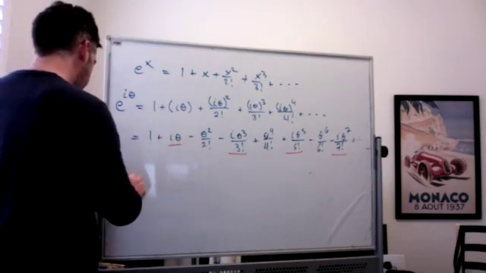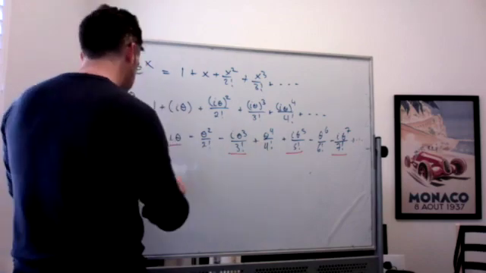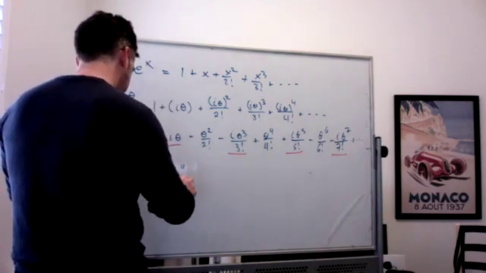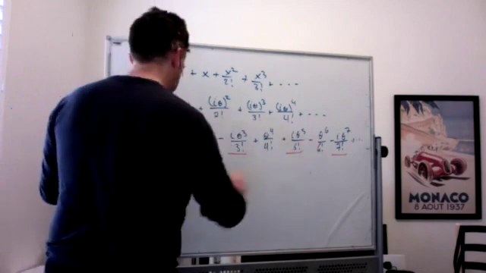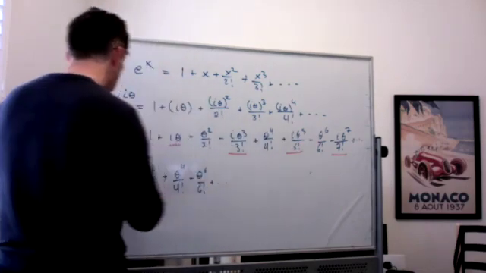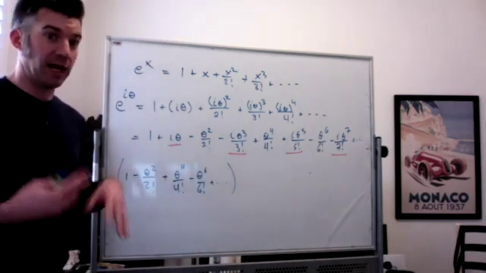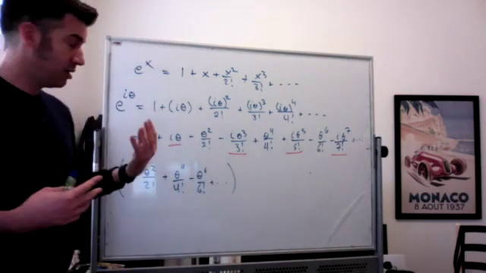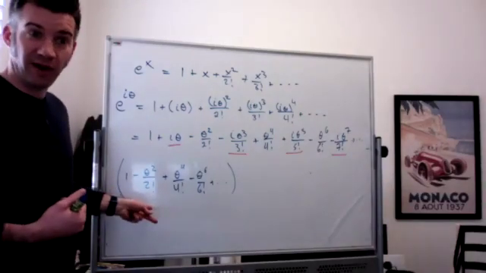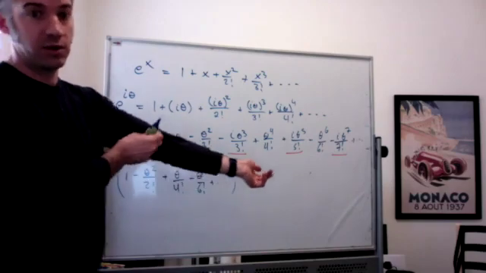So I've got 1 minus theta squared over 2 factorial plus theta to the fourth over 4 factorial minus theta to the sixth over 6 factorial. And so for the real part, the part that doesn't have an imaginary coefficient, that's just cosine, right? That is the Taylor polynomial, the Maclaurin series for cosine.